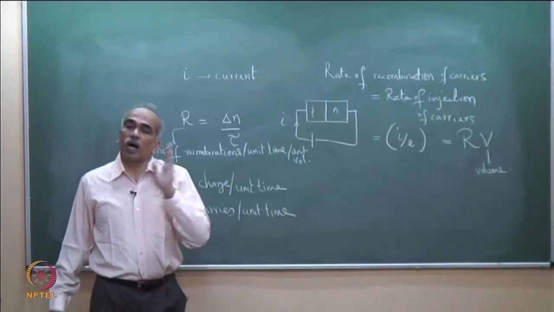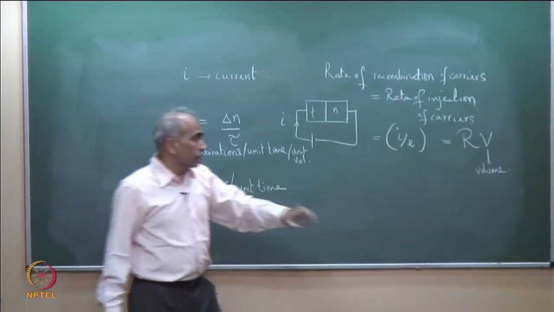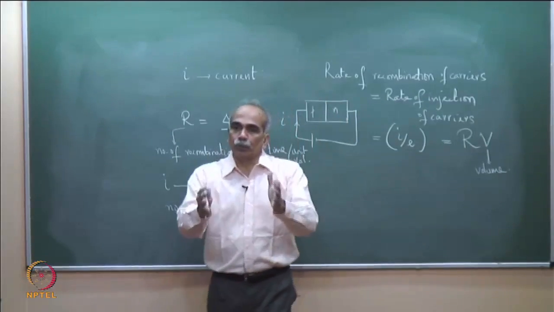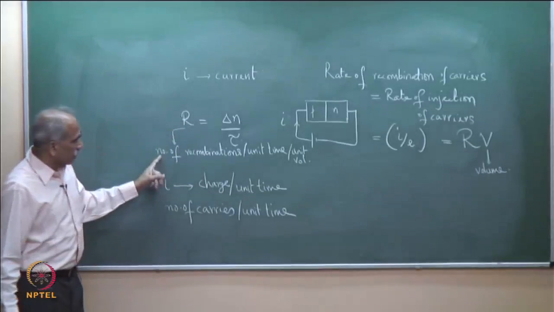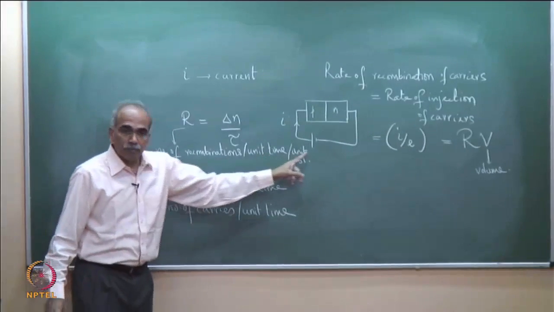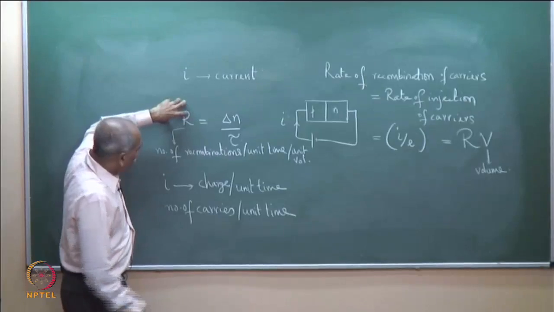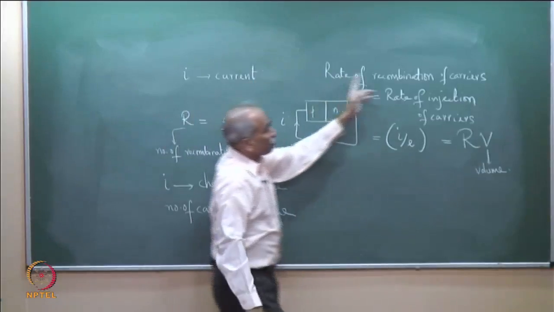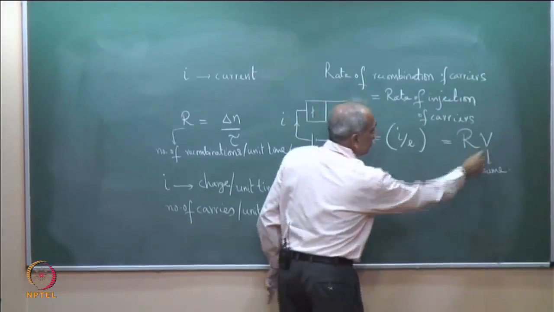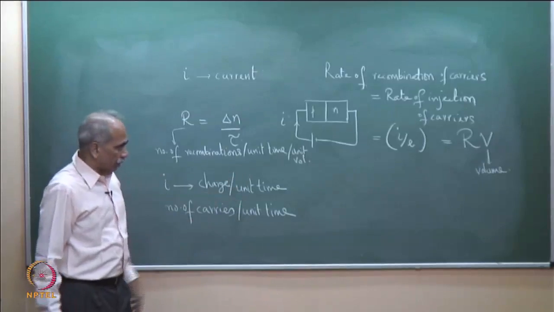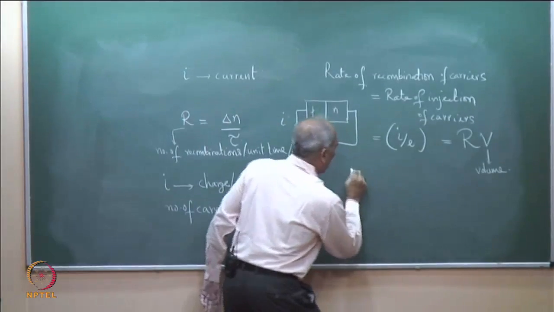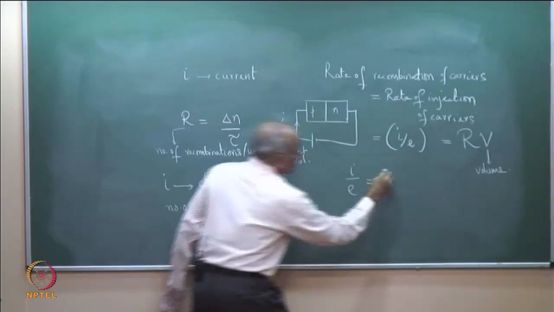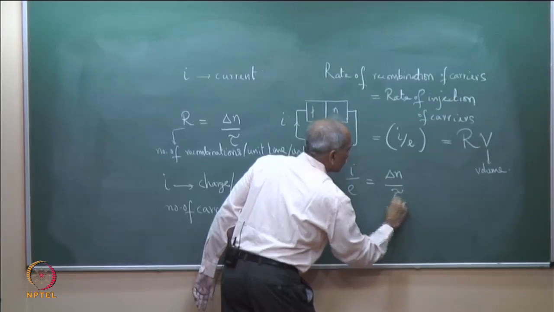Please see the logic. If R is the rate of recombination, then R into V will give you the rate of recombination in the volume, because R by definition is the number of recombinations per unit time per unit volume. Therefore, R into V will be the number of recombinations per unit time, which is the rate of recombination. So, the rate of recombination of carriers is equal to R into V. I by E is equal to R into V. What is R? R is delta n by tau, so I by E is equal to delta n by tau into V.